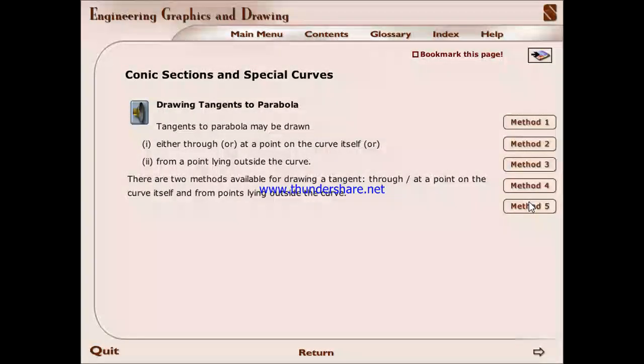draw tangents to parabola. Drawing tangents to parabola. Tangents to parabola may be drawn either through or at a point on the curve itself or from a point lying outside the curve. There are two methods available for drawing a tangent: through or at a point on the curve itself and from points lying outside the curve.